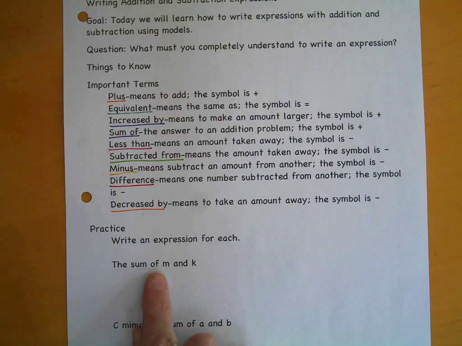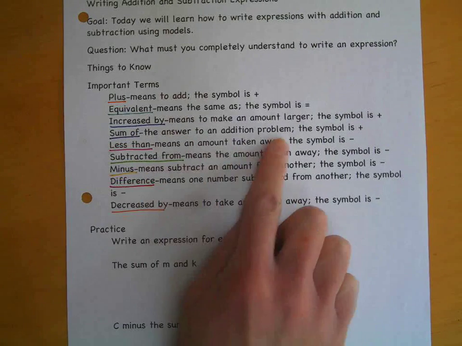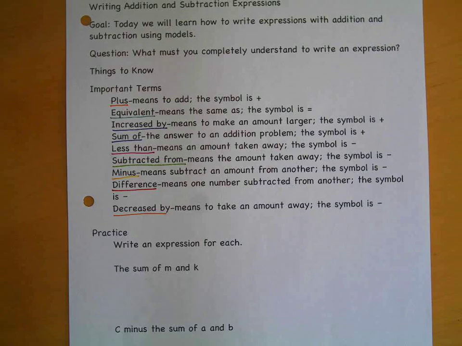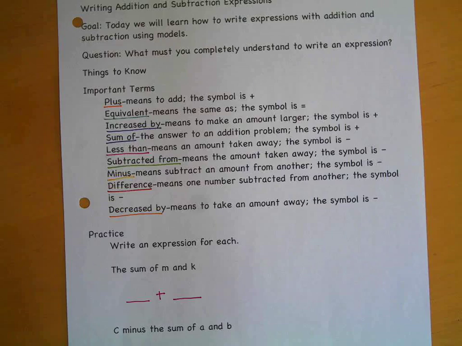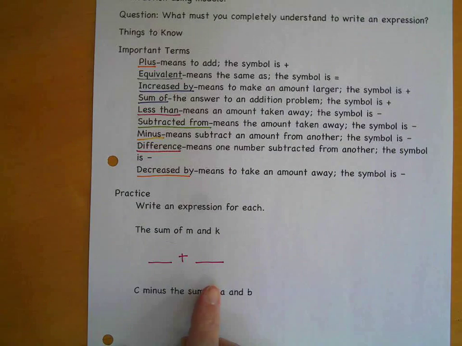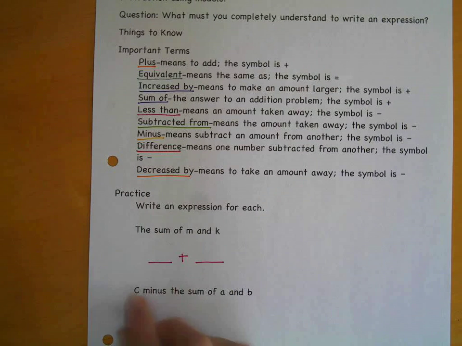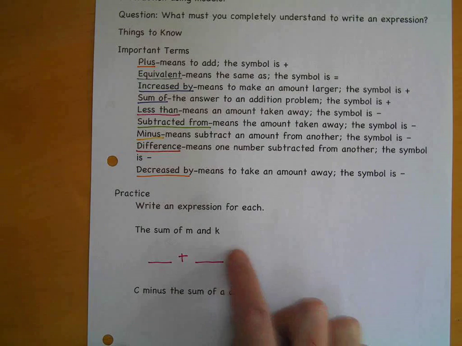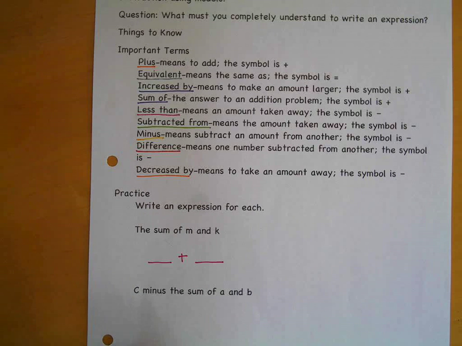So we can start right here. It says the sum of m and k. If we go back up here to sum of, it says the answer to an addition problem. So whenever I see the words the sum, I always do this: blank plus blank. The reason that I write the sentence starter like this is because when you have a sum, you have to remember that you are adding at least two things. So I always start out with blank plus blank, because if I have more things to add, I can just add another plus blank, as many times as we need. But initially, whenever it's asking you to find the sum of something, you have to have at least two values that are combining.